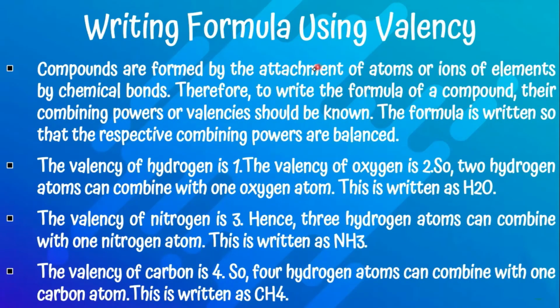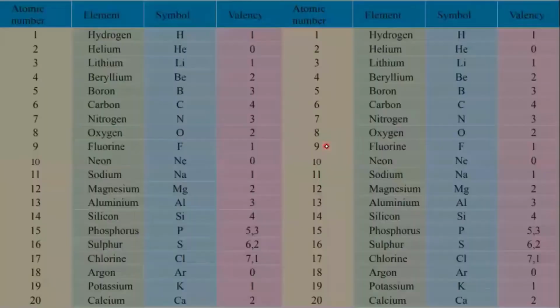Writing formula using valency. Compounds are formed by the attachment of atoms or ions of elements by chemical bonds. Therefore, to write the formula of a compound, their combining powers or valency should be known. The formula is written so that the respective combining powers are balanced.